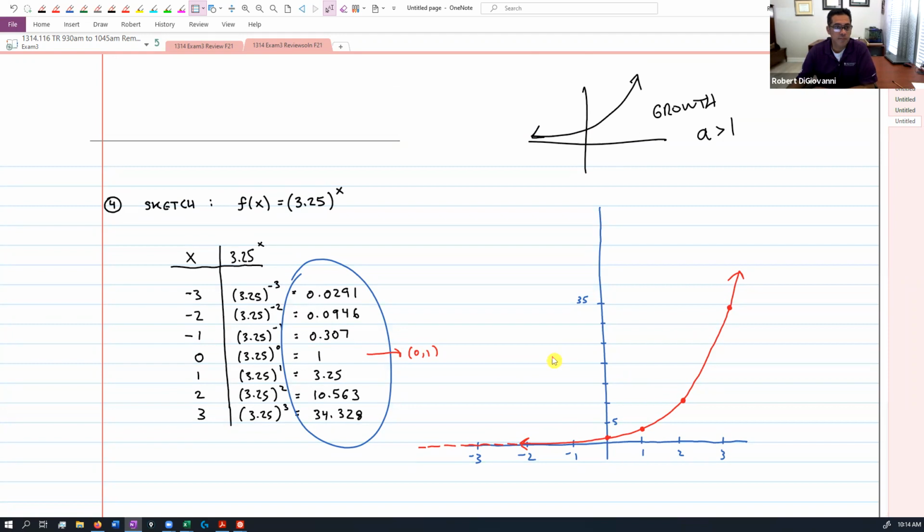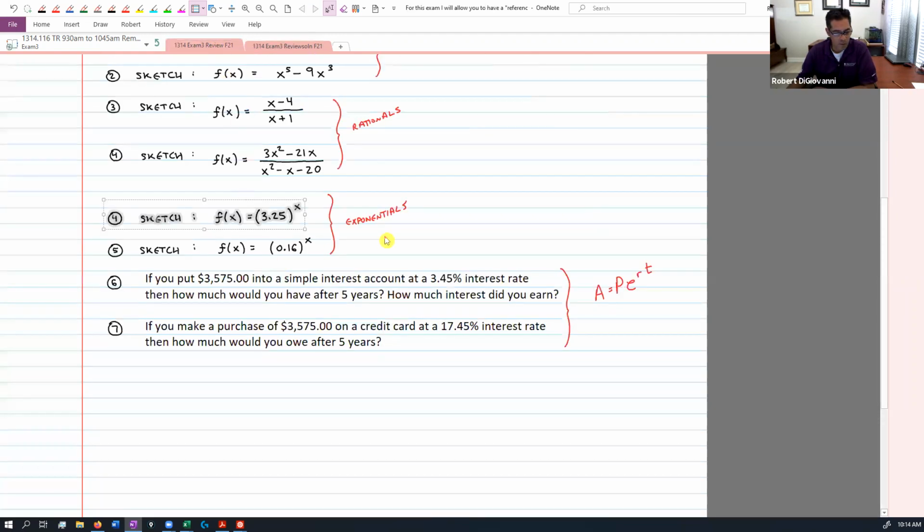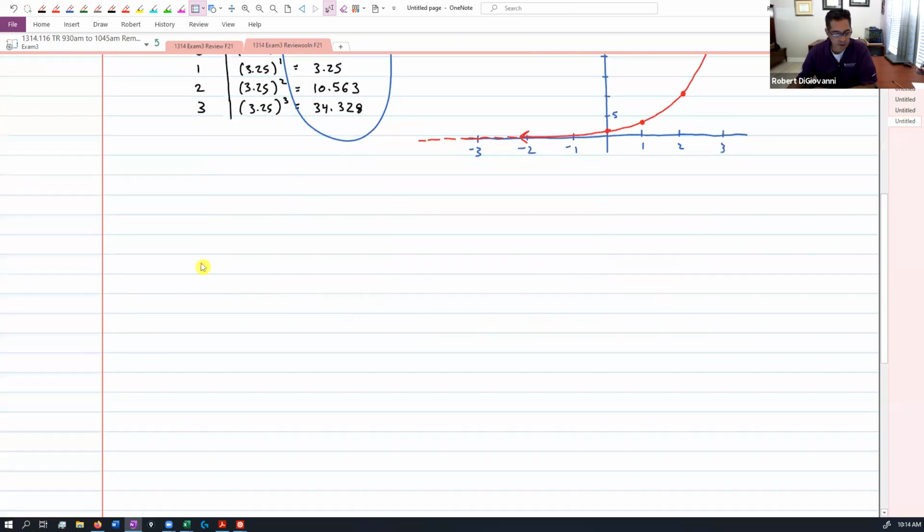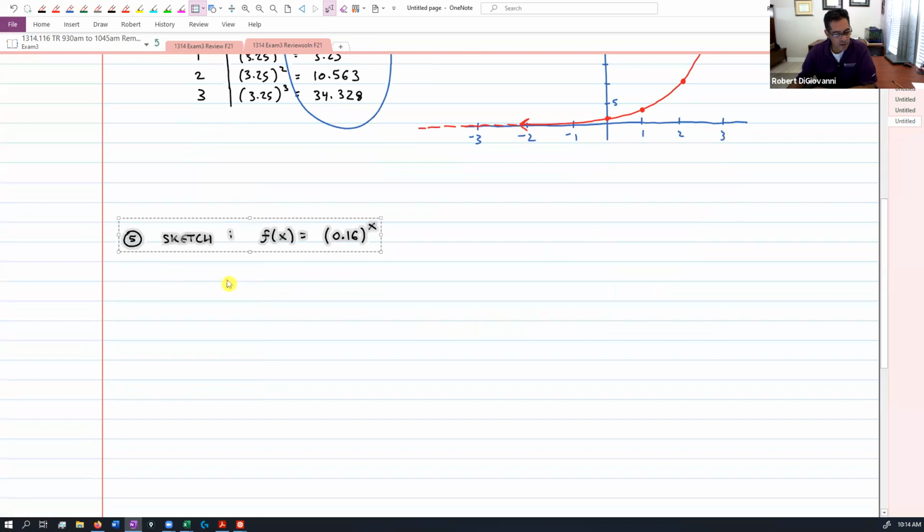Questions? Okay, next problem is same thing, except this time, notice what the A is. The A inside is 0.16. That number is less than 1. So we should expect to see decay, not growth. As you move from left to right, it gets smaller and smaller.